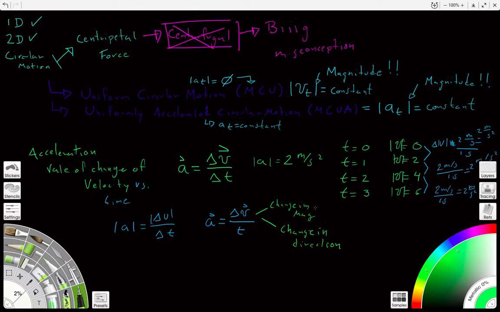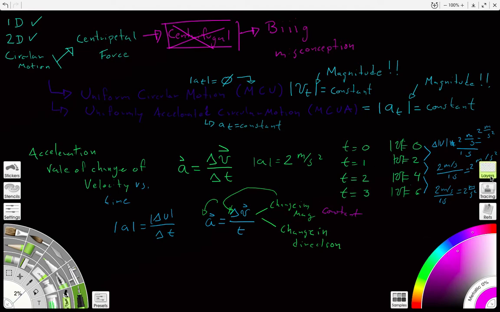Even if there is no change in magnitude, if I'm having changes in direction, that implies a change in the velocity vector, and therefore, if the velocity vector is changing, I have acceleration. That is even though the magnitude of the vector remains constant. Here the velocity vector's magnitude remains constant, but there is a change in direction, so I am having an acceleration. This will be more clear in a minute.